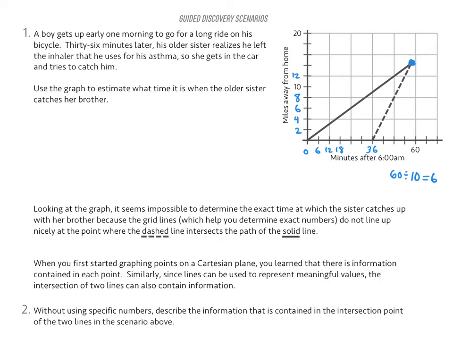If I want to use the graph to estimate what time it is when the older sister catches her brother, I want to look at what time it is at this dot. If I go down, I can see time. It's close to 60 minutes, but a little bit less. And you don't have enough information to know exactly how many minutes that is. So let's say it's about 57 or 58. That's fine. Something close to 60. If it's about 57 or 58 minutes, and that's minutes after 6 a.m., then we can say that the older sister catches her brother around 6:57 or 6:58 a.m.